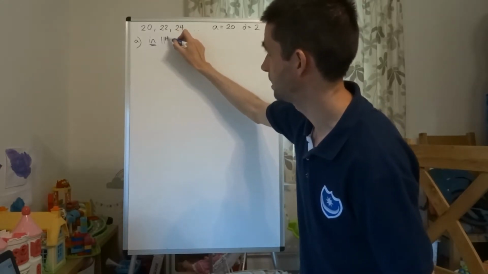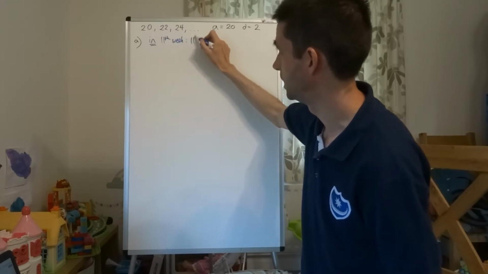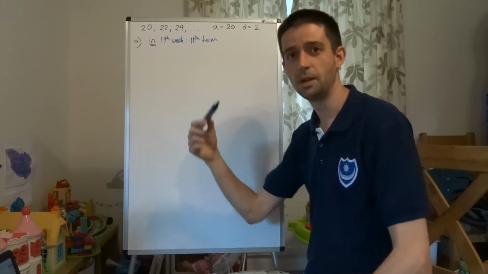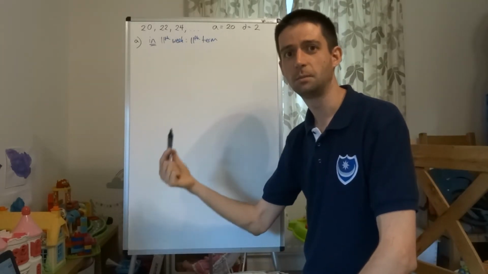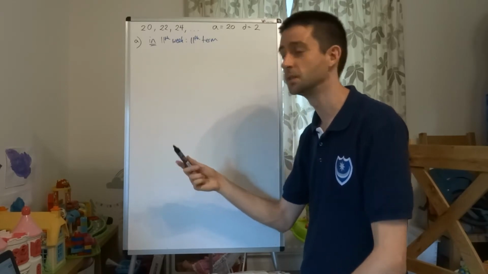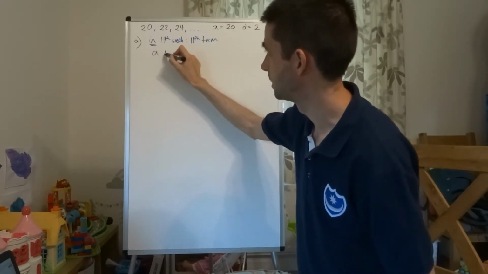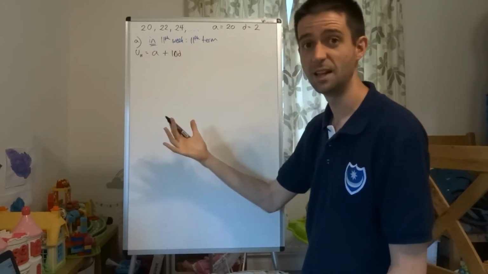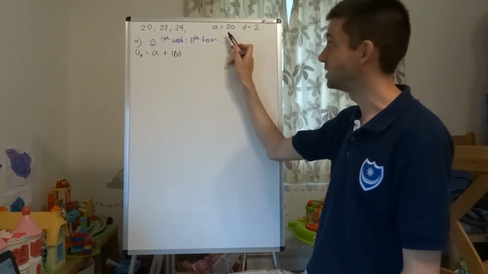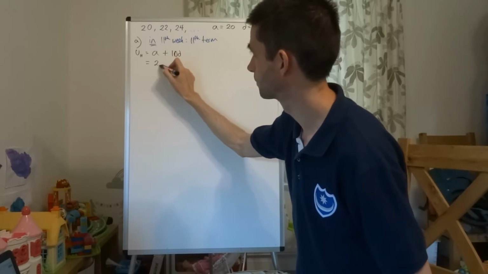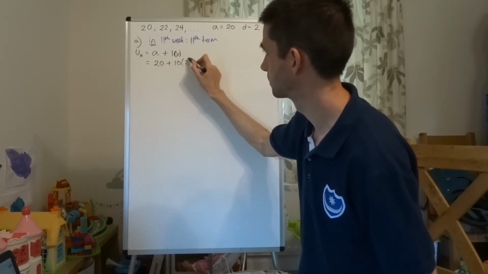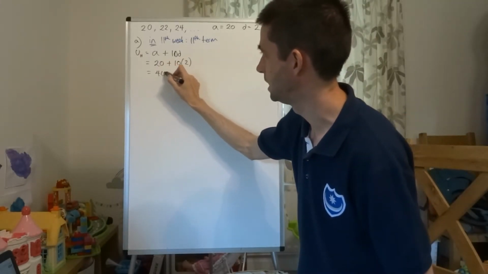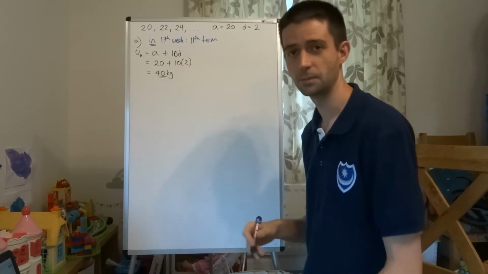So in the 11th week means that we are looking for the 11th term. Straight away you should be saying, right, 11th term, that's a plus 10d, because I always have one less difference than the number in my sequence. So the 11th term will be a plus 10d. You can write U11 if you wish for the 11th term. I've already identified that a is 20 and that d is 2. So 20 plus 10 lots of 2, the common difference. So my 11th term I can see is 40 kilograms.